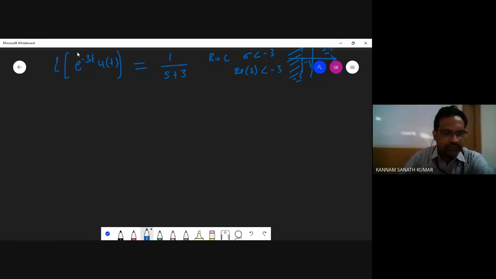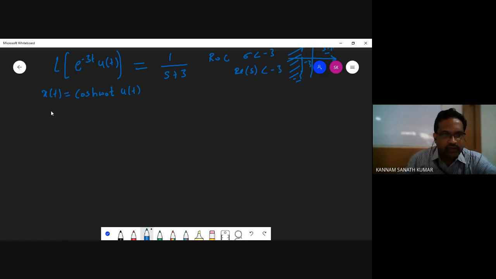So we saw the Laplace transform of a sine function and cosine function. Now we'll see the Laplace transform of a hyperbolic function. So that is x of t equal to cosh omega naught t into u of t, a hyperbolic function.